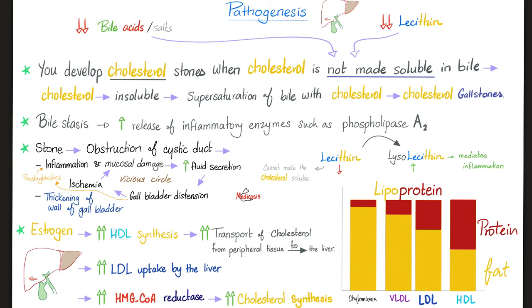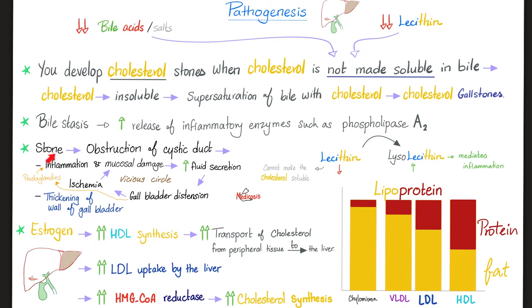Why is this bad? It's bad for two reasons. Number one, when you convert your lecithin into lysolecithin, the amount of lecithin will decrease. Therefore, you cannot make the cholesterol soluble in the bile and you get stones. Moreover, lysolecithin is pro-inflammatory. Inflammation equals itis, called cholecystitis.